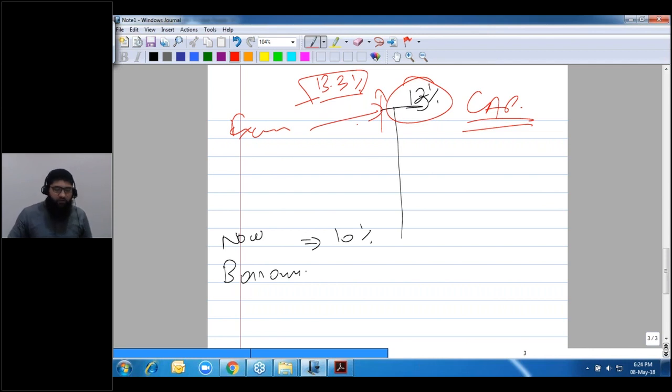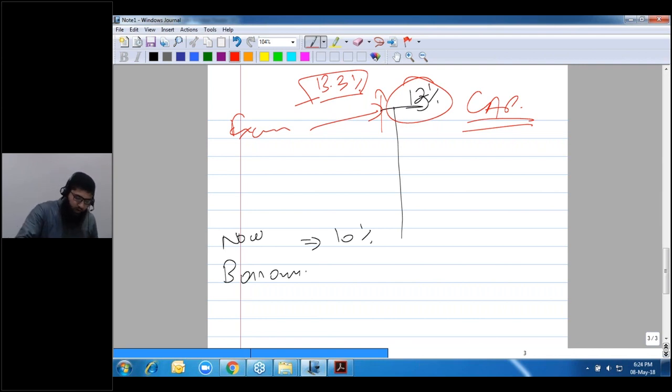I'm repeating it again. If interest rates go up beyond 13%, I'm going to exercise my interest rate cap and restrict my interest rate cost to 13%. So basically, this is how a cap works for a borrower: it fixes the maximum rate.